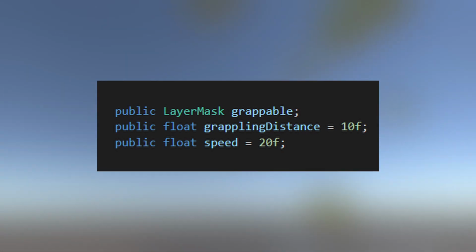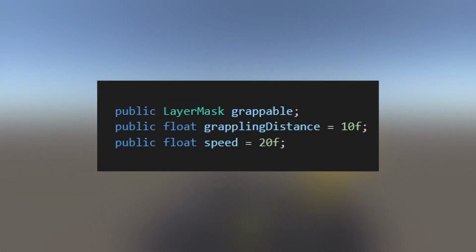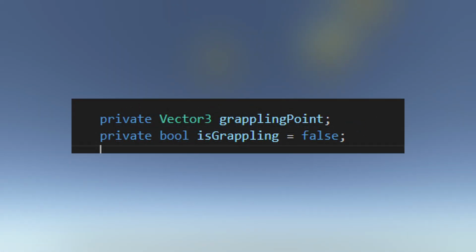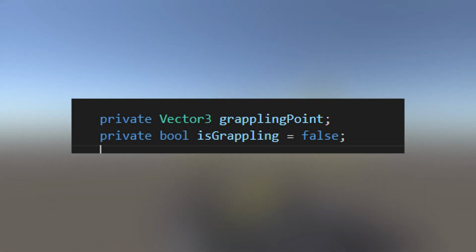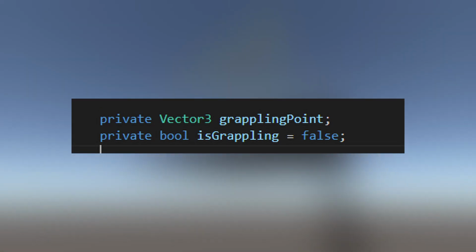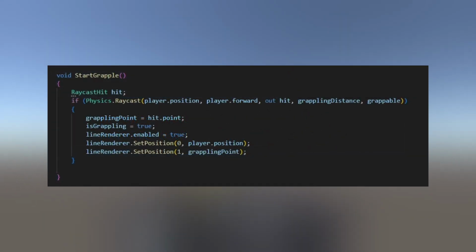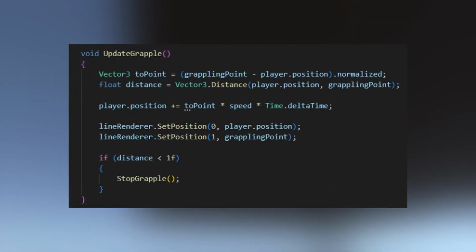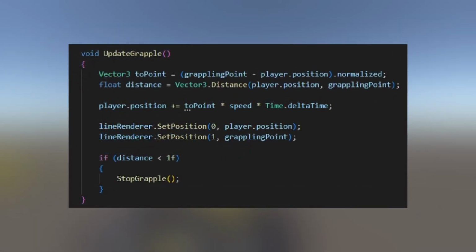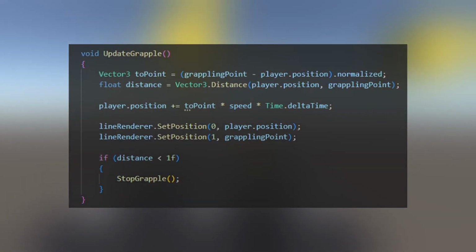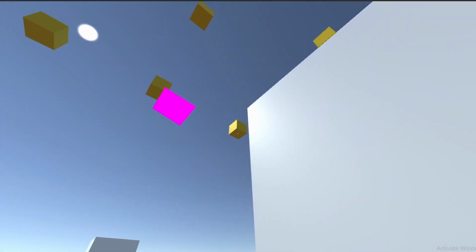Next I made a few variables, some like speed and distance to customize how the grapple feels, and other vital variables like is grappling, which is a boolean that checks if the player is grappling at any given moment. Then I made a start grapple function which uses a raycast to see if the player camera is pointing at a grappable surface. And most importantly, I made an update grapple function which would bring the player to the desired grapple point. Alright, we're all done.